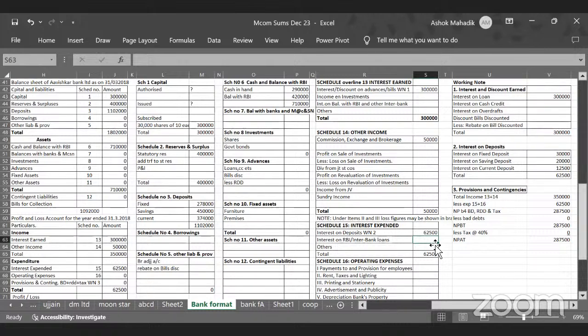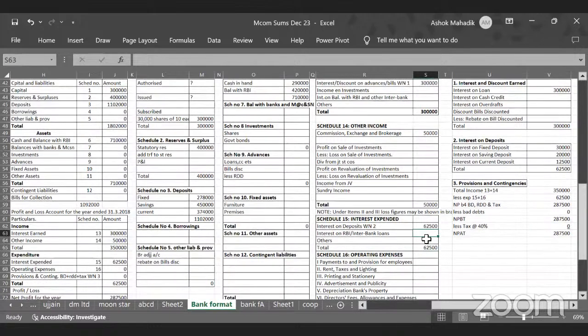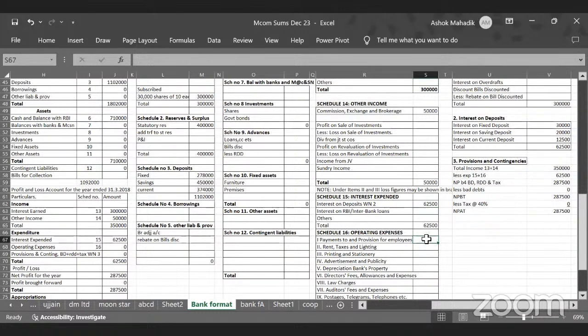Then we have salaries. Salaries total value is 1,31,000. So salaries will go to schedule 16. So I'll put here the value 1,31,000. Wait, some adjustment is there, including 12,000 to manager. So any salary or commission paid to management people will be shown separately. You can see in schedule 16 itself, we have the 6th item, director fees. Can you see it? So that 12,000 paid to manager will be shown separately.